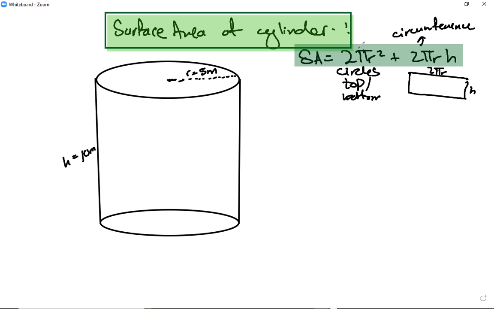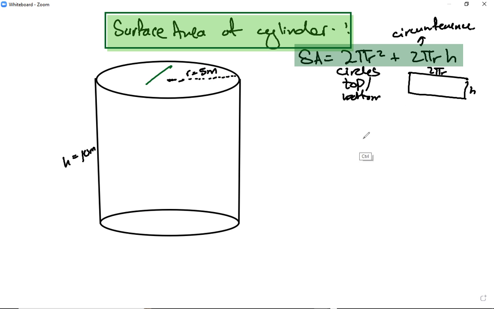Don't forget that pi r squared is the area of a circle, and the 2 in front means that you have two circles. So the top and the bottom added up is simply pi r squared plus pi r squared, and you end up with 2 pi r squared. And that's where the first part of that formula comes from, to get the area of the circles at the top and at the bottom.